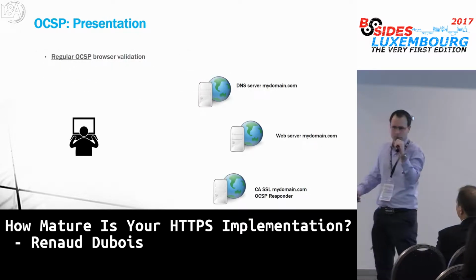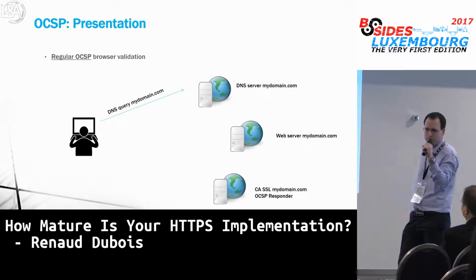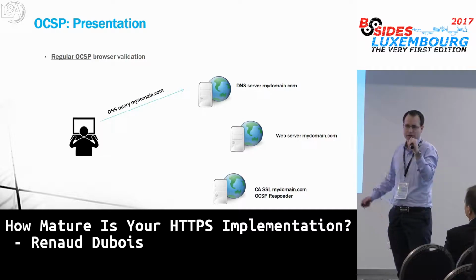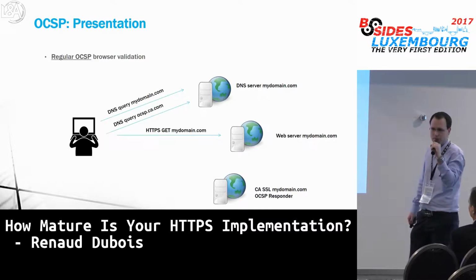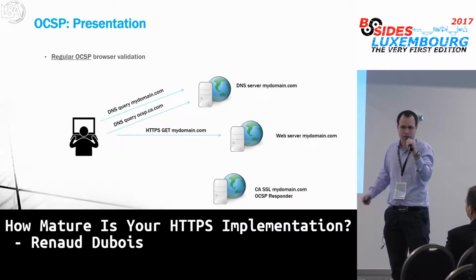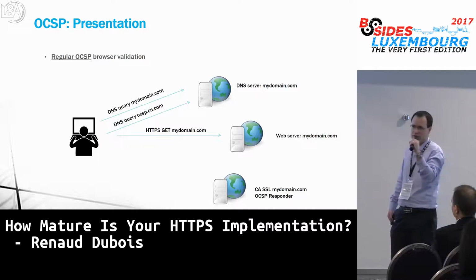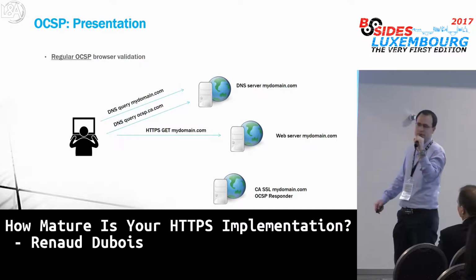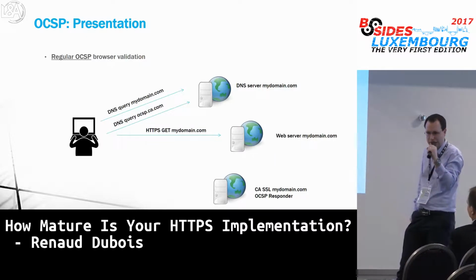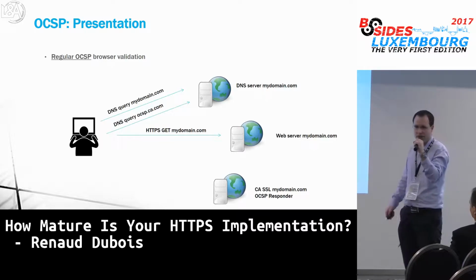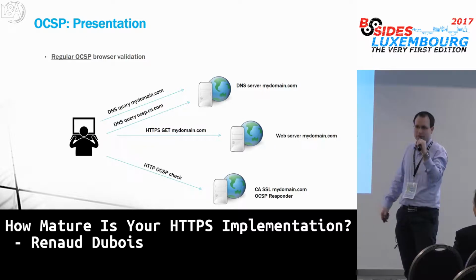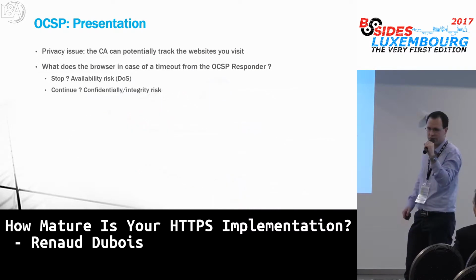So let's look at how it works. Your browser does a DNS query to get the IP address to connect to the website. Then from the website, it downloads a certificate. The certificate contains the address of the OCSP responder. The OCSP responder still needs a DNS query to get its IP address. And finally, you can do your check and access the website.